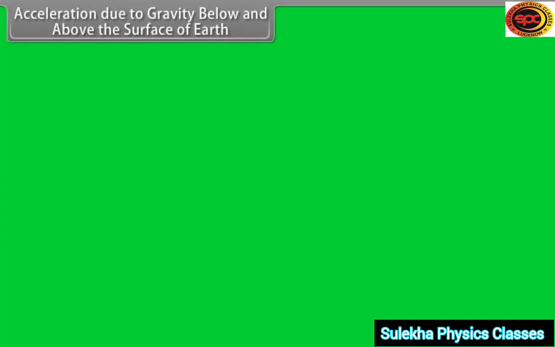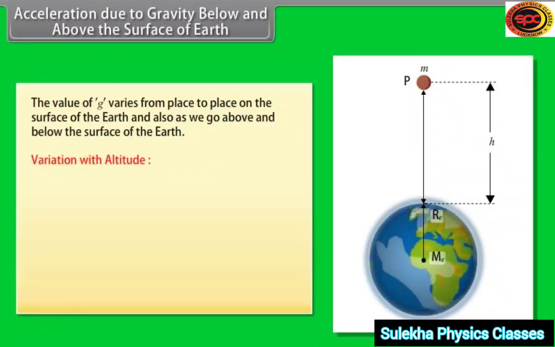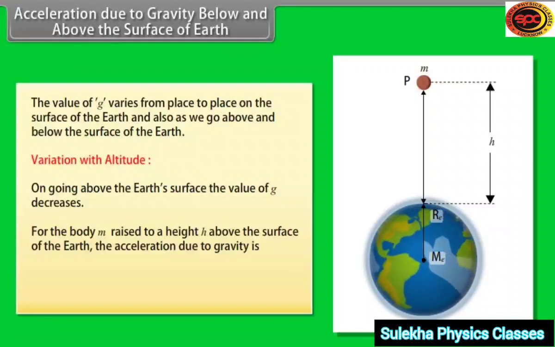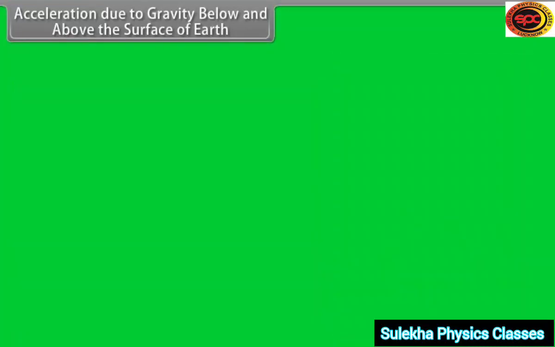Acceleration due to gravity below and above the surface of Earth. The value of g varies from place to place on the surface of the Earth and also as we go above and below the surface of the Earth. Variation with altitude. On going above the Earth's surface, the value of g decreases. For a body of mass m raised to a height h above the surface of the Earth, the acceleration due to gravity is given by g' = g (1 - 2h/R).